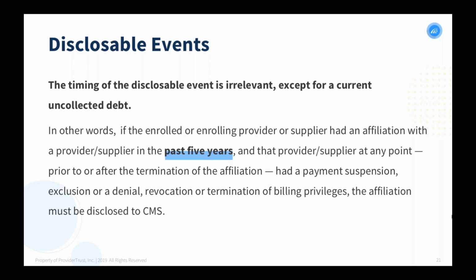So you have to know if it's a current uncollected debt for number one. In other words, if the enrolled or enrolling provider or supplier had an affiliation with a provider in the past 5 years, and at any point prior to or after the termination of the affiliation they had a payment suspension or exclusion or denial, revocation, or termination, that's something you're going to have to disclose. So you've got to know now, and you've got to know 5 years ago, what that affiliated party was doing.